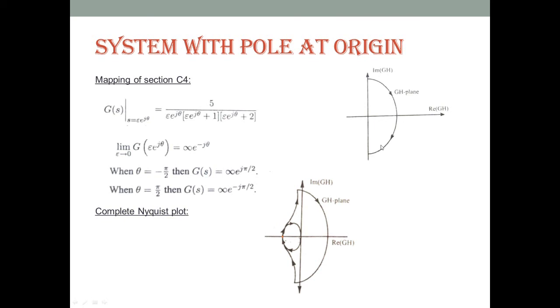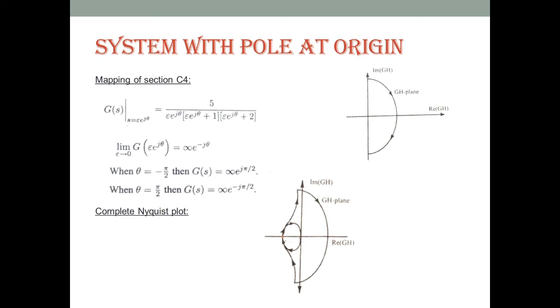Now if we add the mapping of each section, then we get the complete Nyquist plot like this. Here this one is for section 1. Section 2 has been mapped into the origin, a circular arc of radius 0. The C3 section has been mapped into the mirror image of the C1 section, and finally C4 is the infinite radius semicircular arc, and theta is varying from plus 90 to minus 90. So this one is the complete Nyquist plot.